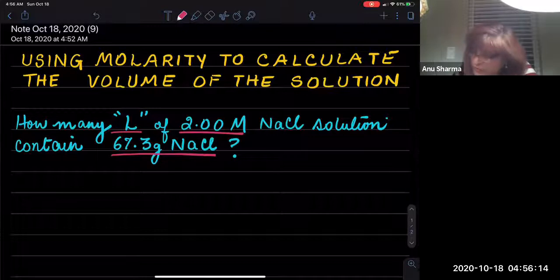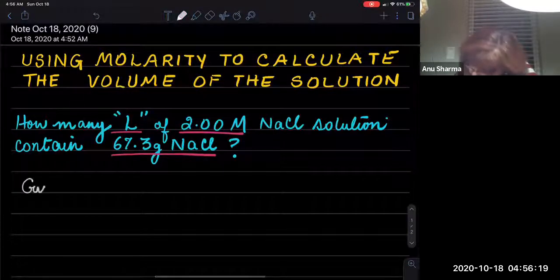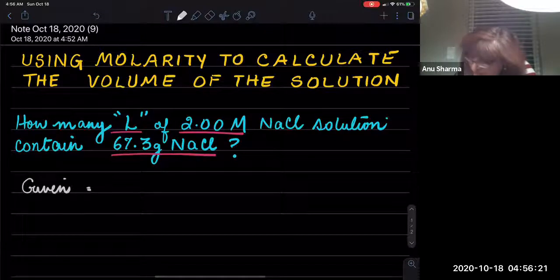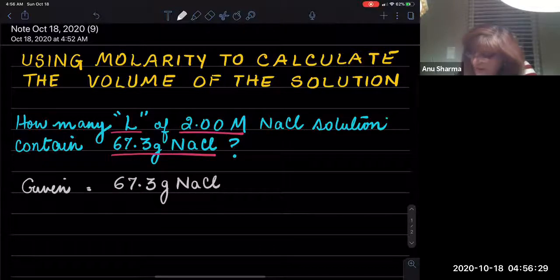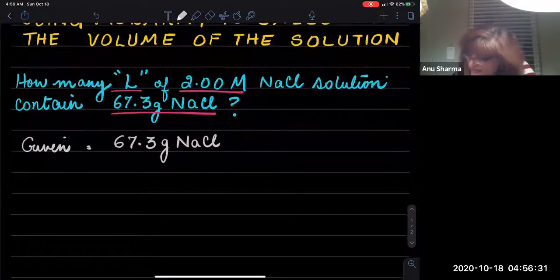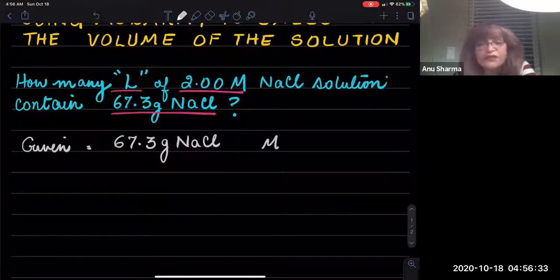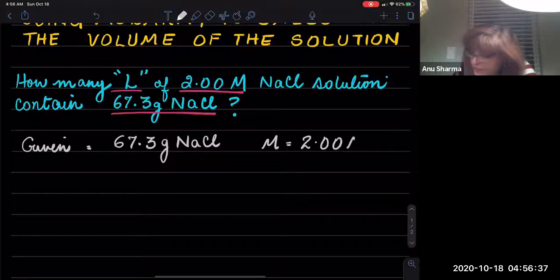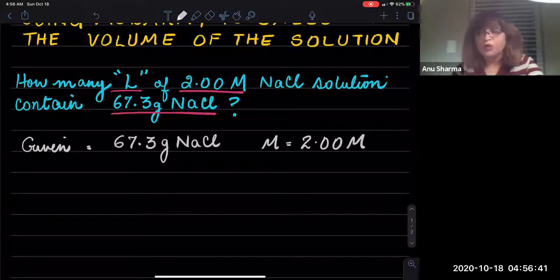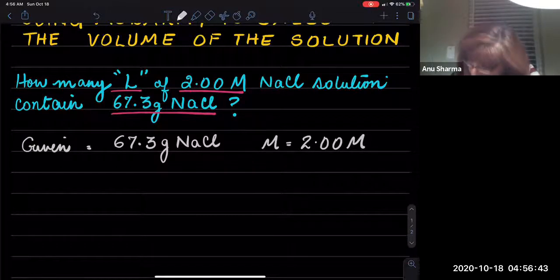First thing always is to write down what is given to you. You are given the mass, 67.3 grams of NaCl. Next, you are given the molarity of the NaCl solution, which is equal to 2.00 molar.